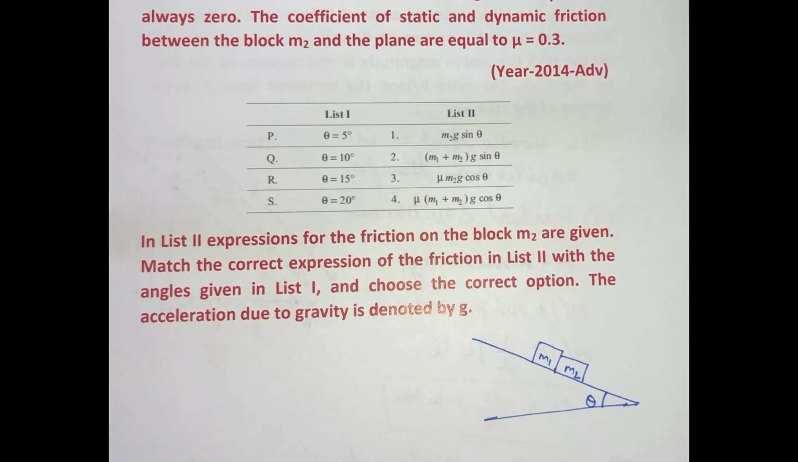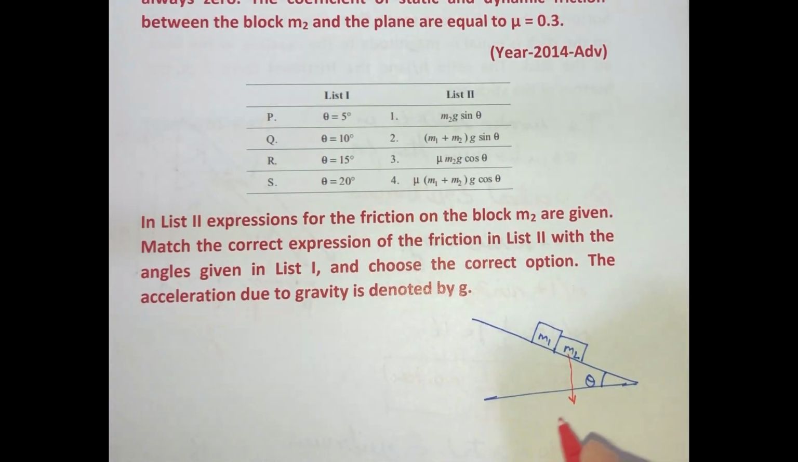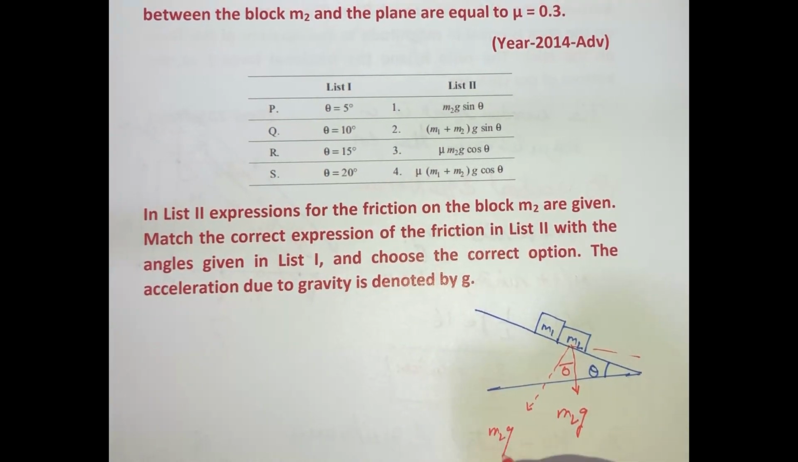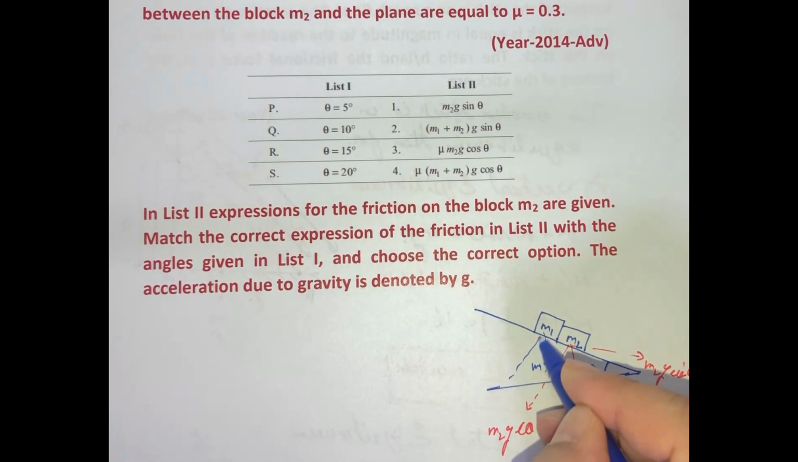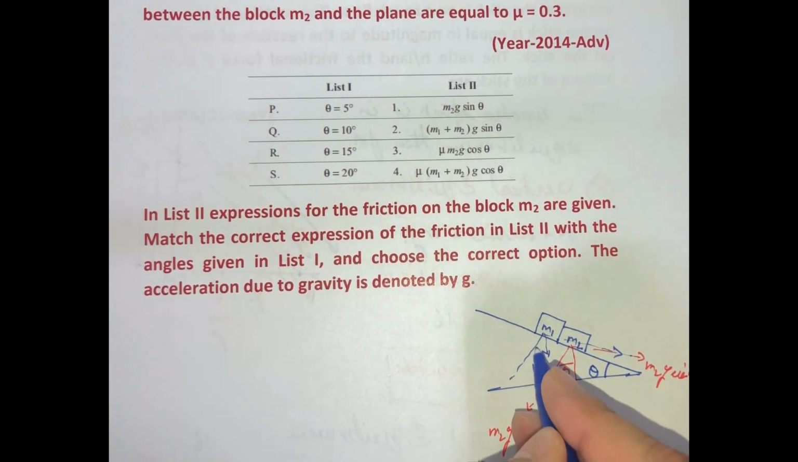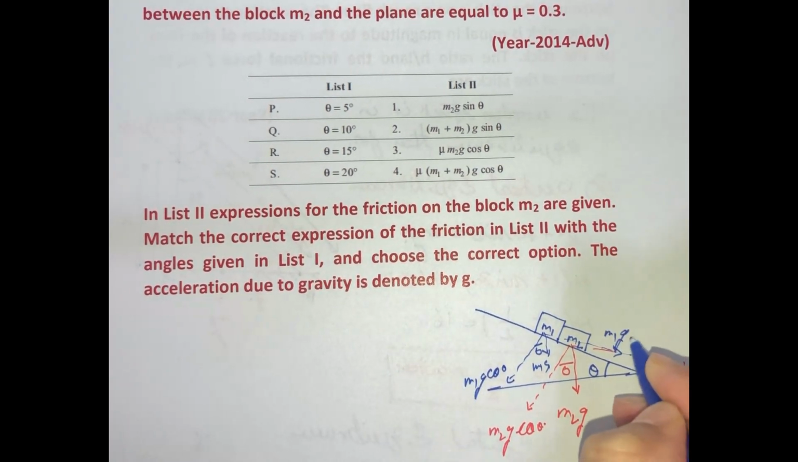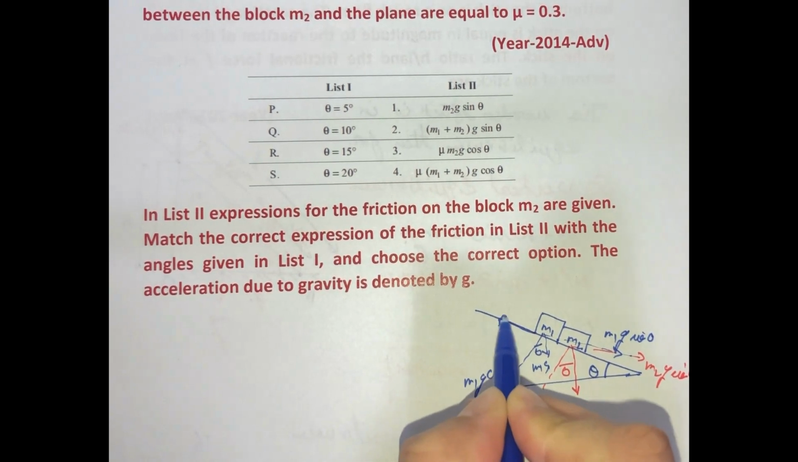So let us divide into components. Let's first divide M2. This will be our M2g. It can be divided into two components: M2g cos theta and M2g sin theta. Similarly, we can write for M1 also. This will be M1g, and we have M1g cos theta and M1g sin theta. Now the friction is only because of M2, so let us call that friction FR.